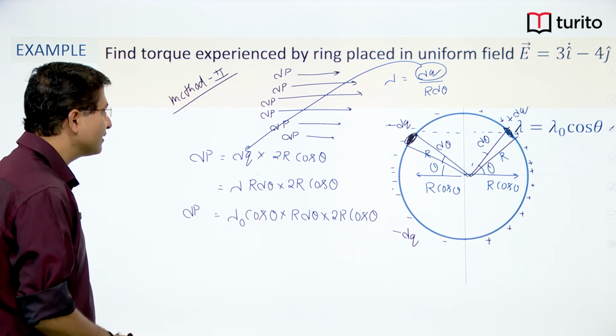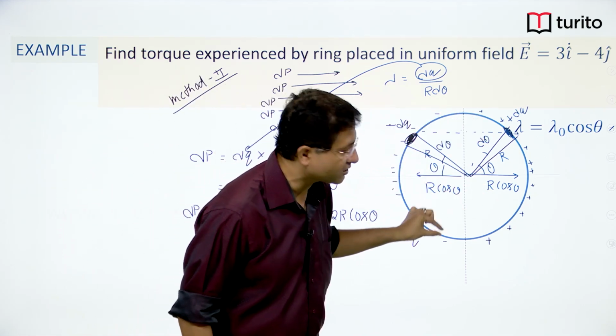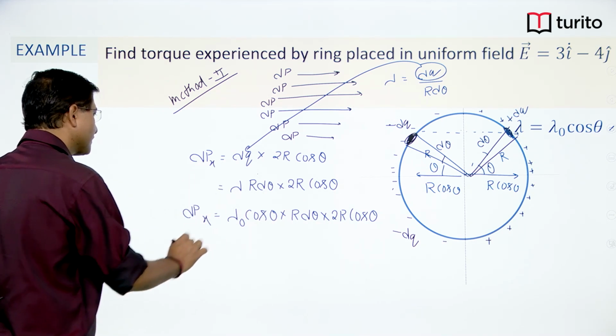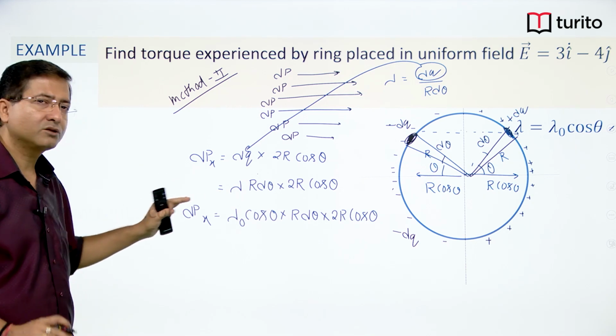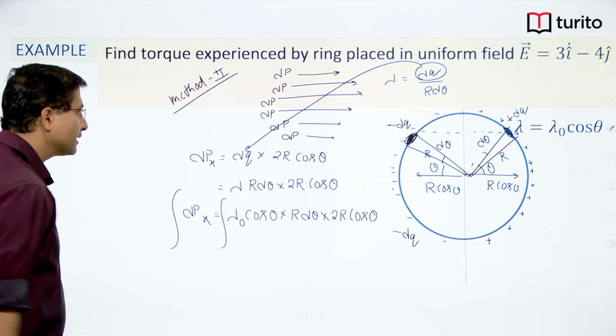This dp we are getting in what direction? All such dp's will be in the same direction. So this what we are getting, that is in the x direction. Now we need to just integrate to get the answer. Limit.